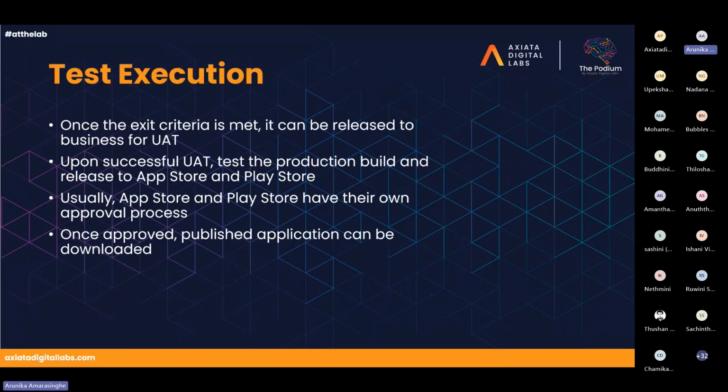Once the exit criteria is met, it can be released to the business for UAT. UAT means user acceptance testing. Upon successful UAT, test the production build and release it to the App Store and Play Store. Usually, the App Store and Play Store have their own approval process. Once your app is approved, it can be published and the application can be downloaded.